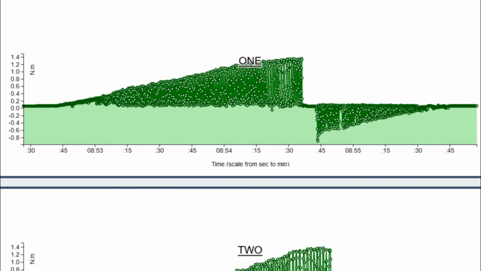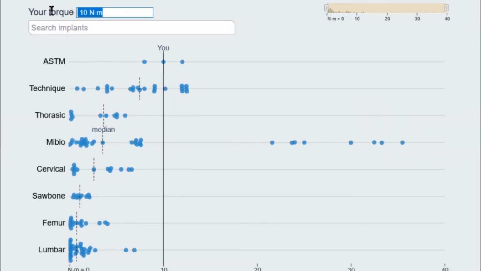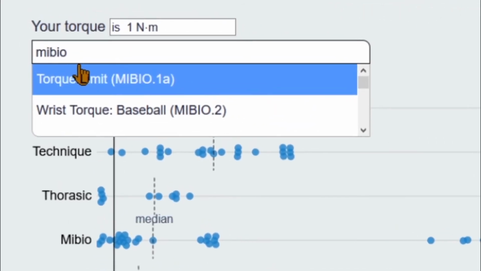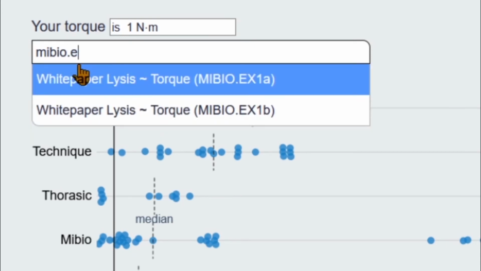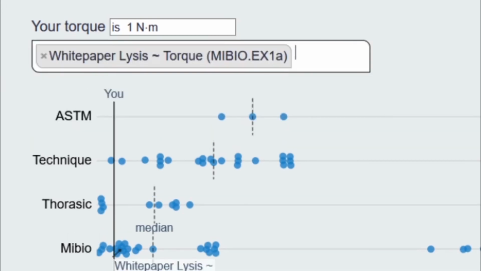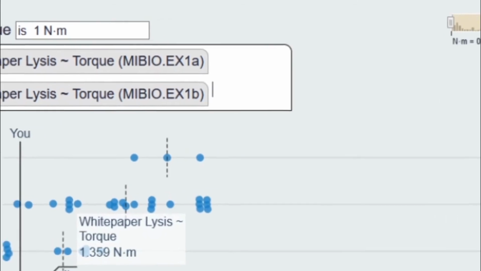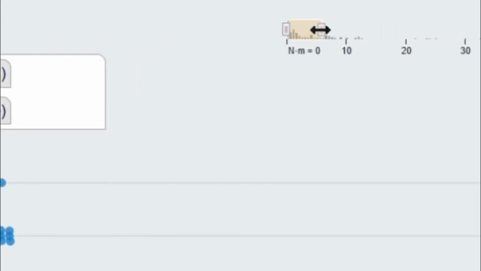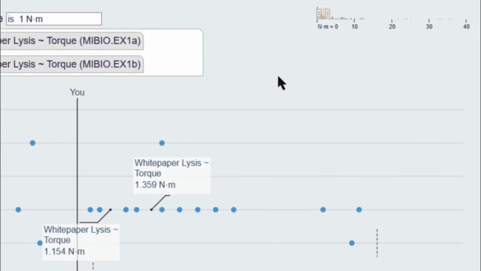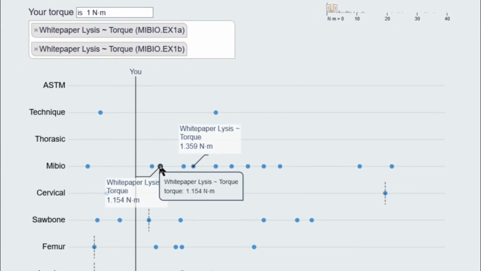Now let's compare the clinical results of the torque versus our database. We type in about 1 Newton meter. We're going to select our two tests, our peak test at 1 and our peak test at 10. From here, we're going to change our range so that we can narrow down our results and compare clinically. We see our 2 points from test 1 and test 10.